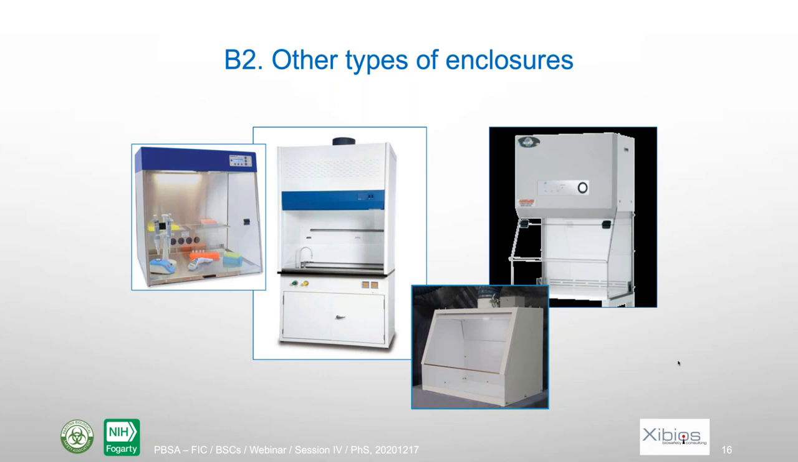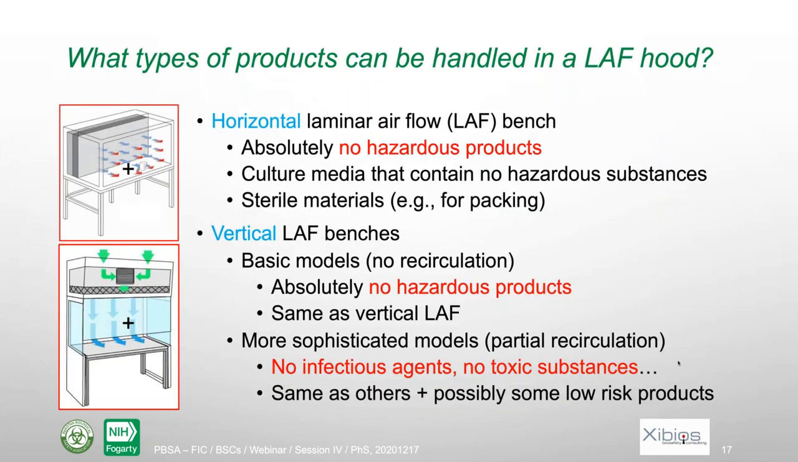So now we'll look at the other types of enclosures or cabinets. There were a few questions about that. The first one was: what types of products can be handled in a laminar airflow hood? I understand the question because when I presented those laminar flow benches, I always said that no hazardous products should be handled there. So if we cannot handle hazardous products, what can we handle?